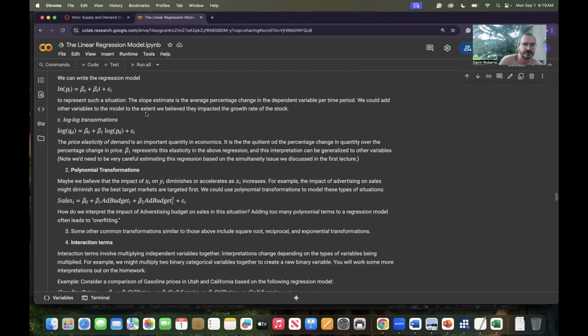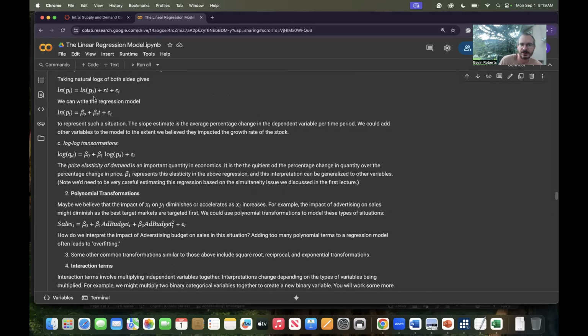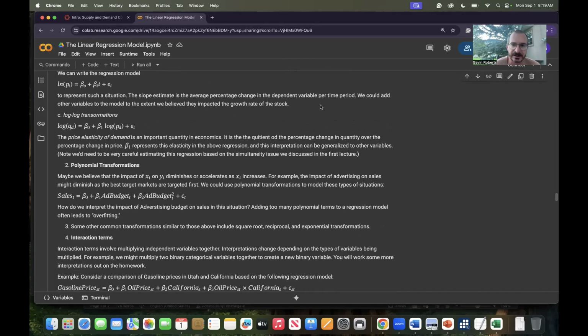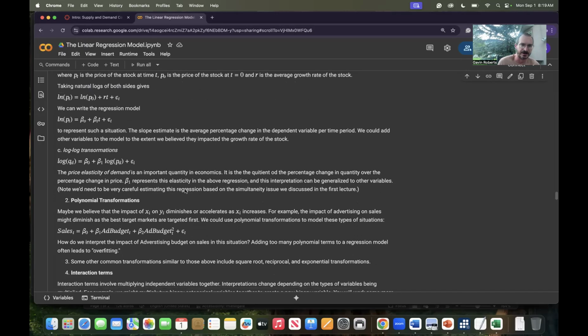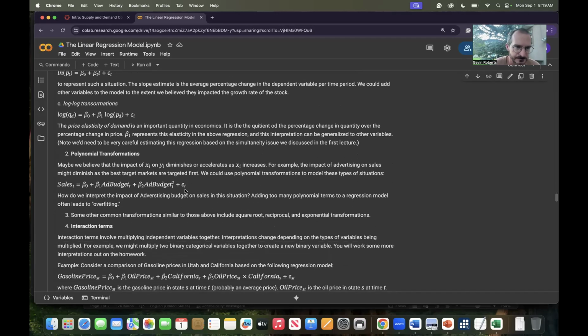Another one: we could write this literally, now just transforming into our language with betas, and then we can get those interesting parameters from a price growth model from that regression. Log transformations.